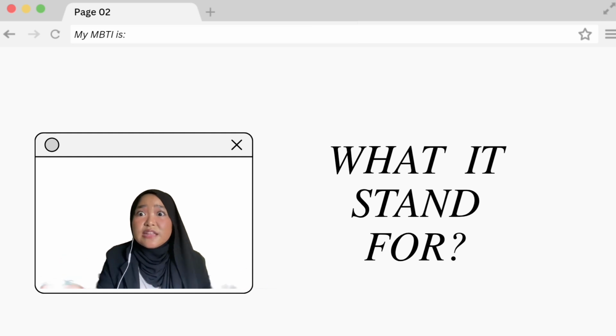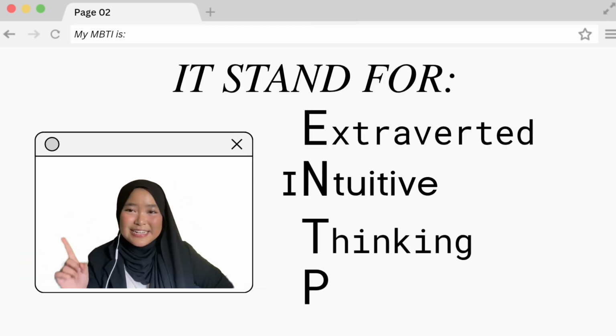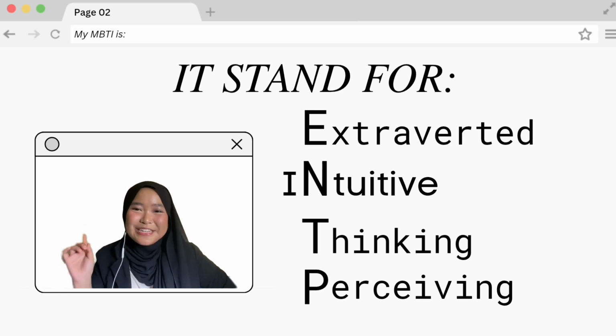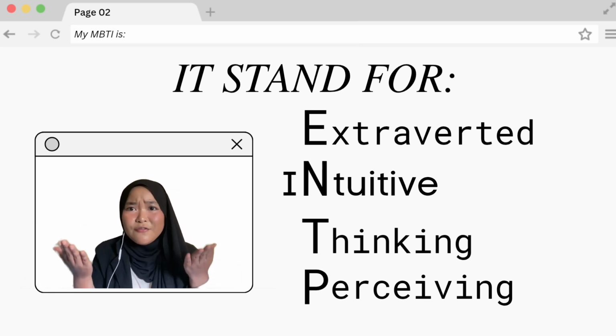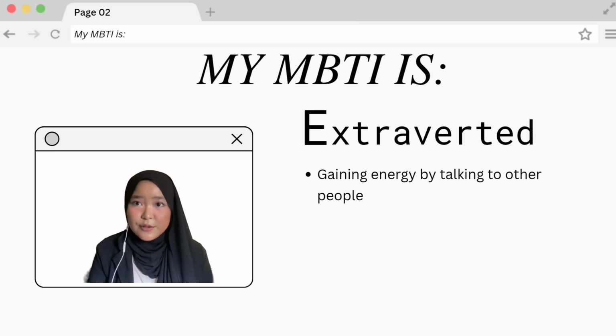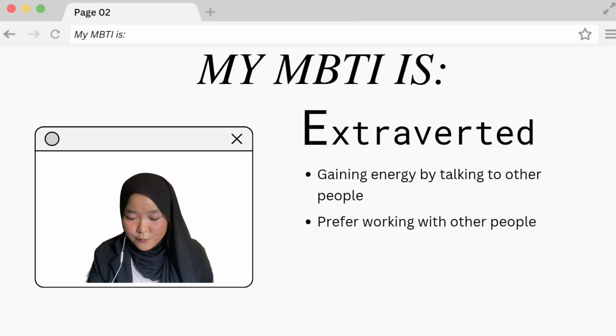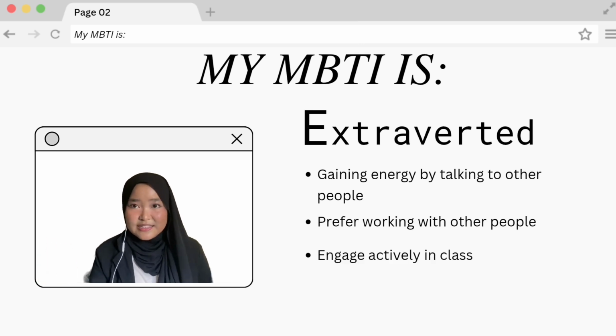So what does it stand for? E stands for extroverted, N for intuitive, T for thinking, and P for perceiving. So what are the meanings of these words? Extroverted means that I gain energy from interacting with other people, sharing ideas, and having good discussions, and I engage actively during lessons rather than staying quiet.